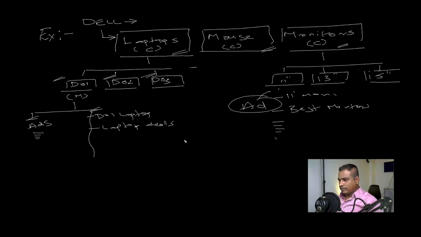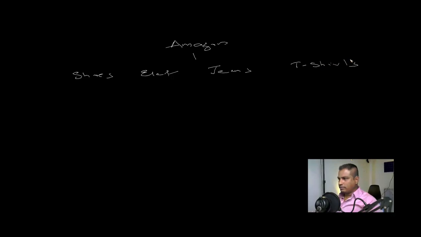Now, let's take another example for that matter. Let's say Amazon wants to advertise. Now Amazon becomes your account. Now, what do you think will be the campaigns? Campaigns can be things like shoes, let's say electronics. Then you can have, let's say, what else? You can have things like jeans, and then maybe you can have something called t-shirts. Now, these become your campaigns.